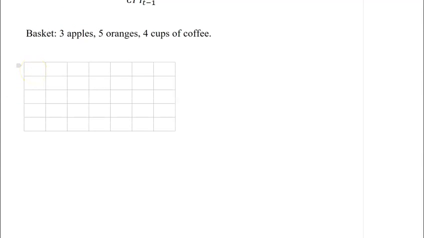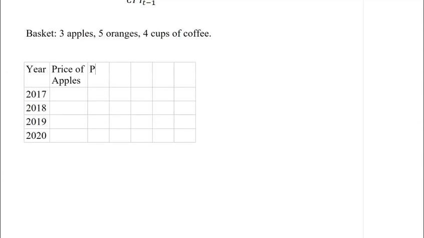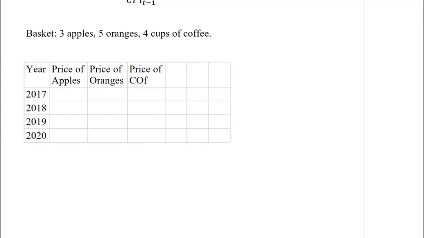So we are going to now use this to find my inflation. So first is, let's say, the year, and let's say we go from 2017, 2018, 2019, and 2020. And we have price of apples, price of oranges, price of coffee, and so this is the total cost of the basket. So let's collect all this information so far.